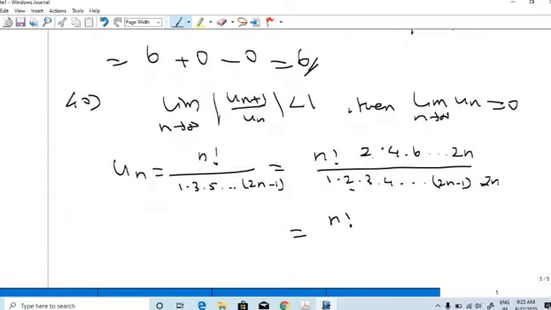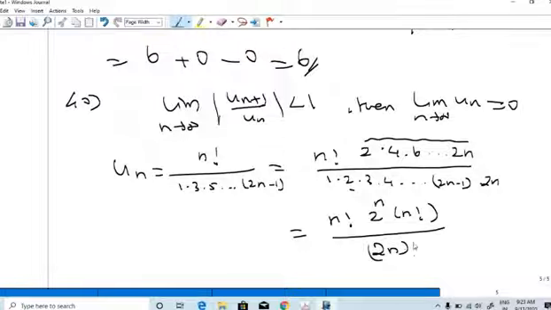And then in the numerator, each term contains 2. Therefore, you can take 2 outside. How many terms do we have? We have n terms. Therefore, we can take 2 from each term, and we get 2 power n. The remaining is 1, 2, 3, etc., which is nothing but n factorial, divided by 2n factorial. So the expression is nothing but (n factorial) whole square times 2 power n by (2n) factorial. So this is nothing but u_n.